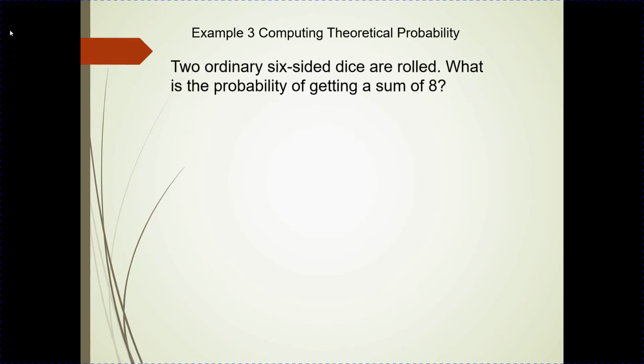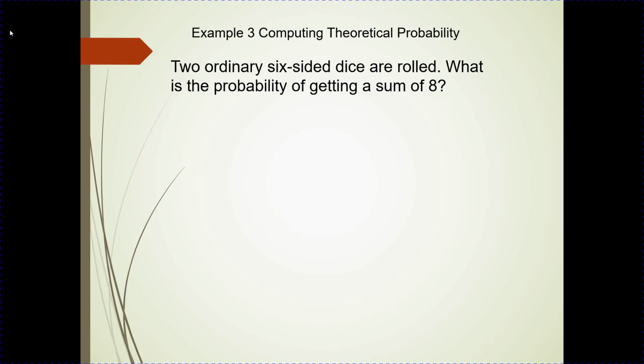Ordinary six-sided dice are rolled. This time we are going to roll 2 dice. What is the probability of getting a sum of 8? So this time we are rolling 2 dice, which means that on the first die the number 1 can appear, and on the second die also the number 1 can appear.